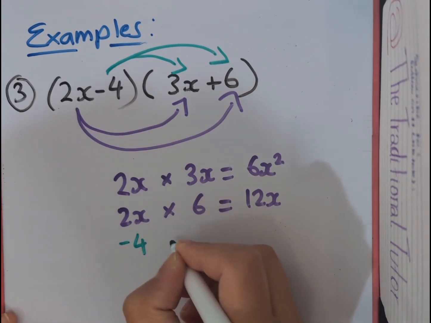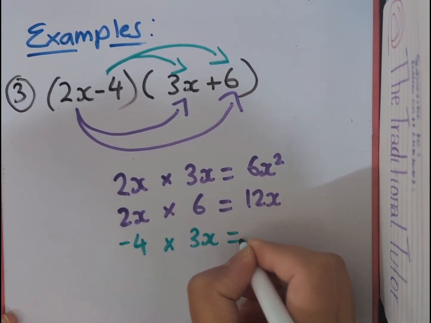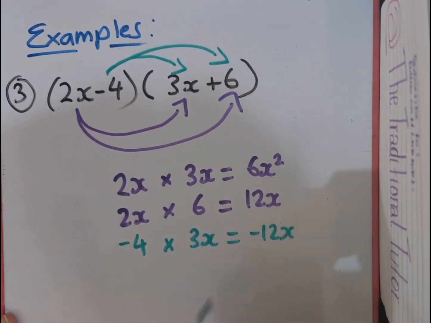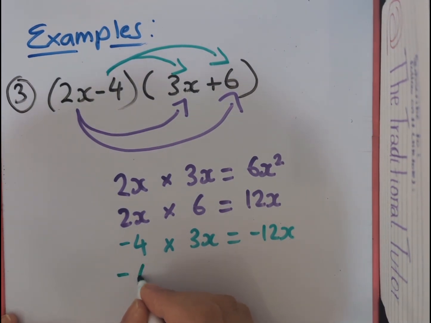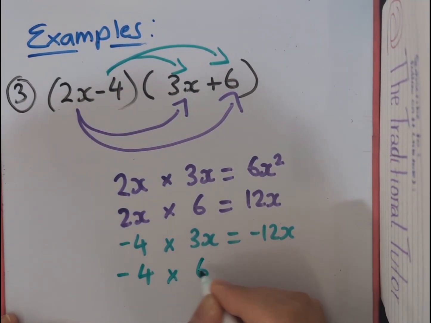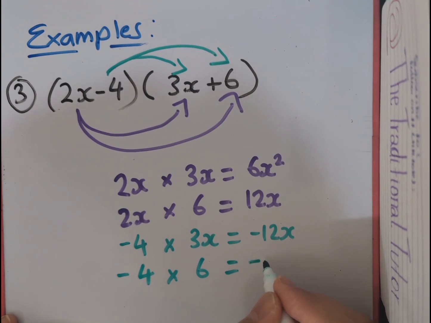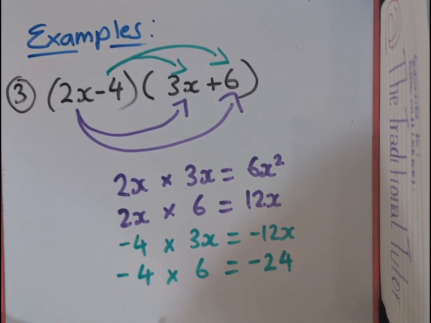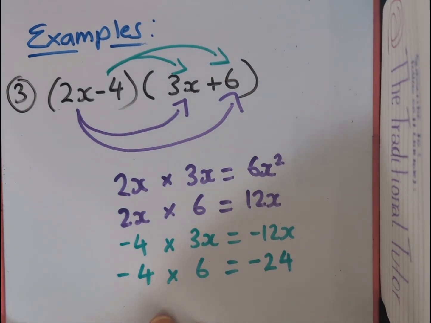So negative 4 times 3x gives me negative 12x. And then negative 4 times positive 6 gives me negative 24. Okay, if you need to jog your memory about negative number rules, I've got a video on my channel that can help you remember what to do when multiplying negative numbers.